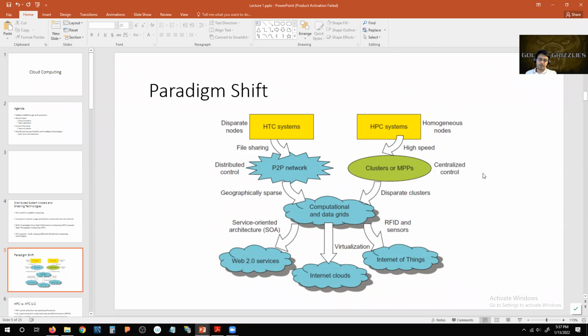The clusters and the MPPs were of centralized control, and the peer-to-peer networks were based on distributed control. And they merged into this one single category of computational and data grids. And the evolution of newer computing technologies led to the current day and age where we are using Web 2.0 for different kinds of web services that depend on the service-oriented architecture, better known as SOA. And then virtualization enabled the cloud computing platforms, and the interconnectivity between devices that supports sensing of environmental features led to the architecture of Internet of Things.